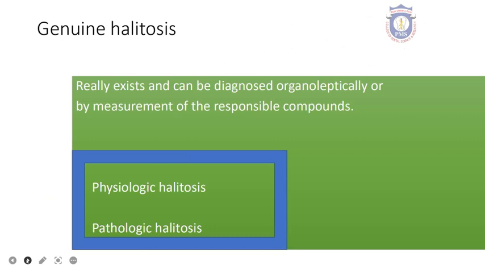So what is genuine halitosis? It is a type of halitosis or bad breath that really exists and can be diagnosed organoleptically or by the measurement of the responsible compounds. So it is a disease condition and we can diagnose it organoleptically or by measuring the compounds responsible for the emergence of this bad breath. This genuine halitosis is again classified into physiologic halitosis and pathologic halitosis.